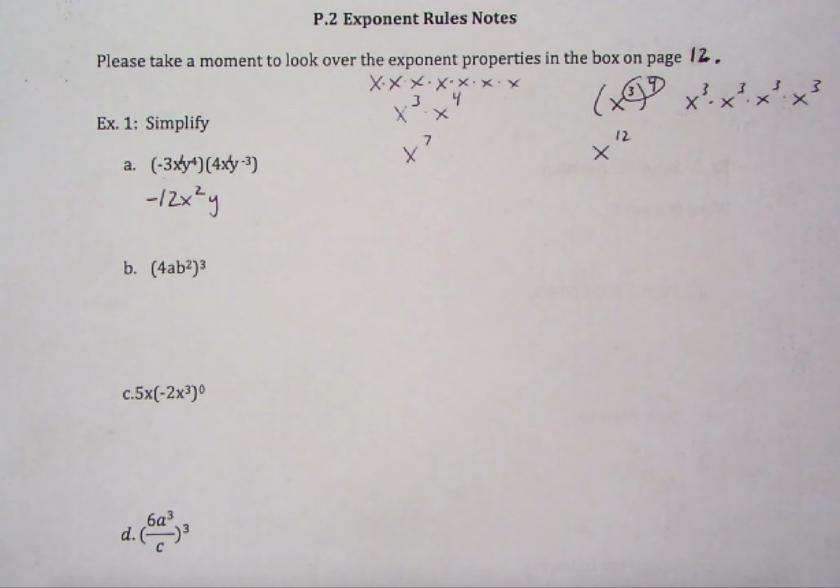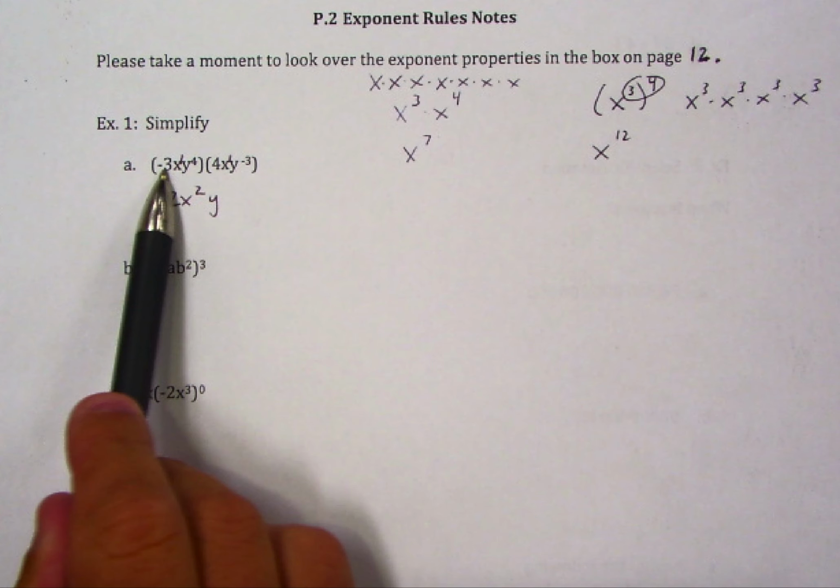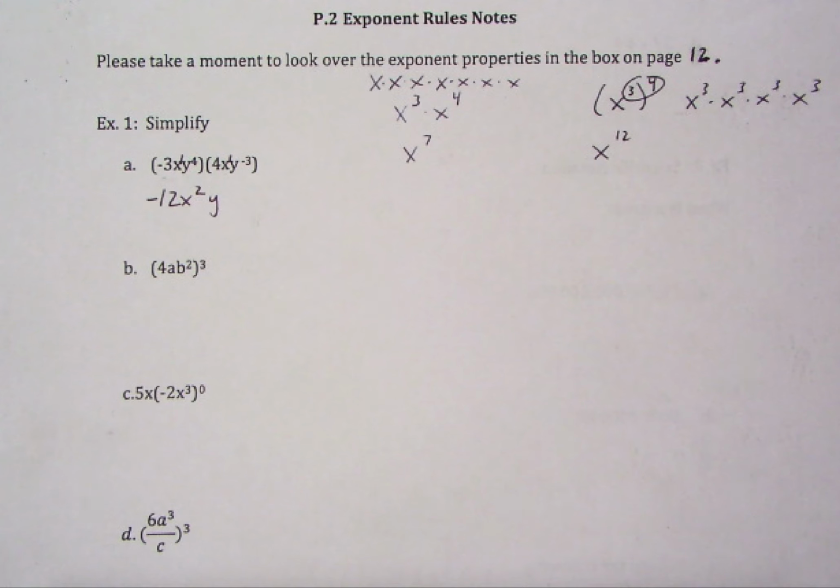And there's our answer. A lot of times students might look at that and think, well, shouldn't we distribute all this stuff? Well, if there's no plus or minus signs inside these parentheses, then you're not FOILing or distributing or anything like that. You're just multiplying the like things together.